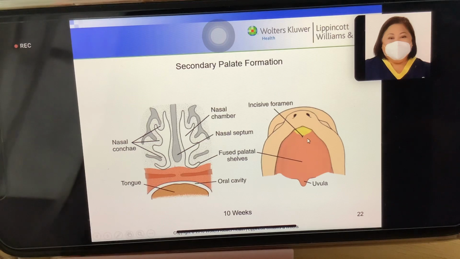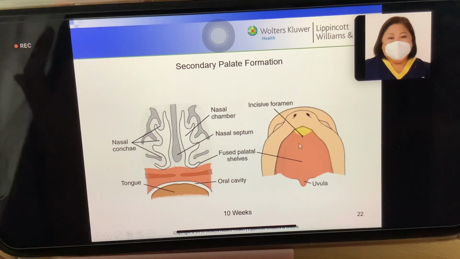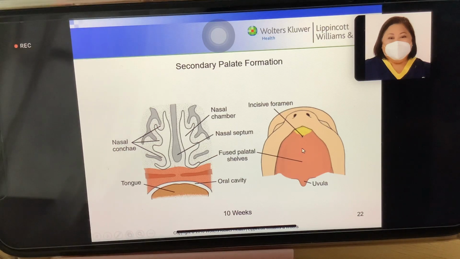Once the palatal shelves have elevated, they grow and fuse across the midline, forming the secondary palate, the soft palate and the uvula. So fusion occurs by mechanisms similar to those utilized in neural tube closure. So clefts occur when the fusion process fails or when the shelves fail to elevate.